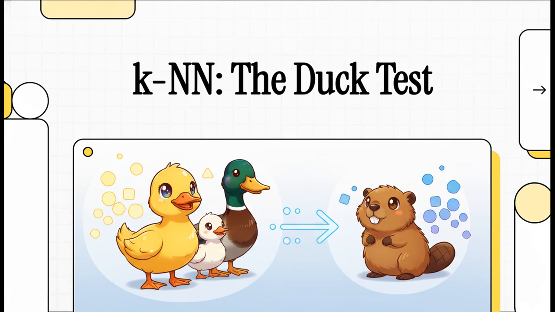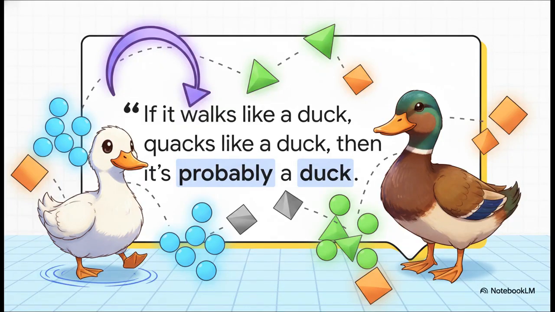Welcome to the Explainer. Today we're going to break down one of the most intuitive algorithms in all of machine learning, k-nearest neighbors. And we'll start with a really simple, familiar idea. Okay, let's just dive right in with this saying. You've heard it a million times, right? Well, it perfectly captures the entire logic behind k-nearest neighbors, or KNN for short.